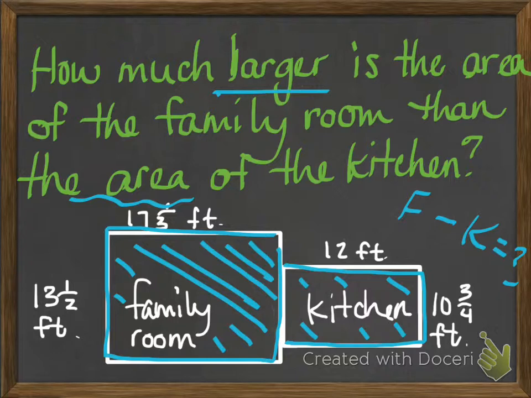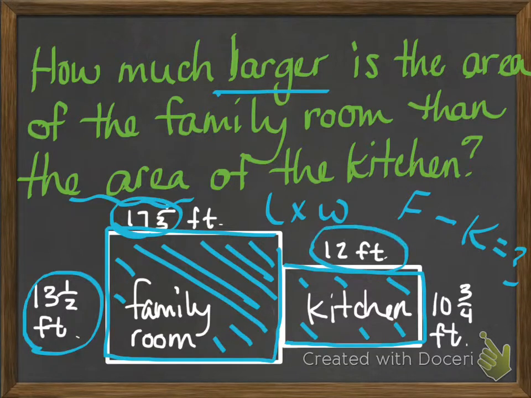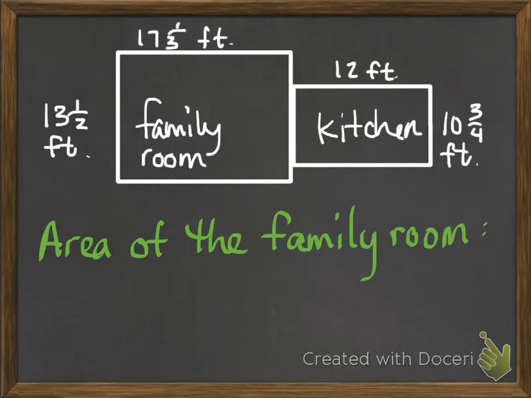So I see that the family room is 17 1/3 feet across, 13 1/2 feet wide. So I'll use that to find the area, because area equals length times width. So I'll multiply one side times the other side. And then I'll do that for the kitchen. It is 12 feet long and 10 3/4 feet wide. So I'll multiply those together and then get that area. Then I'll subtract the family room minus the area of the kitchen to find my final answer.